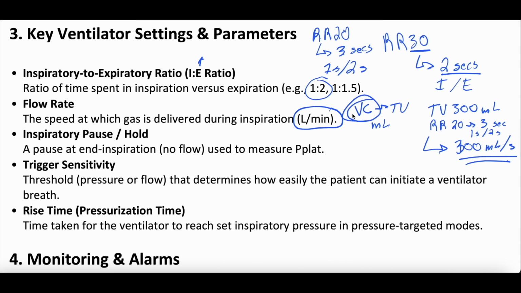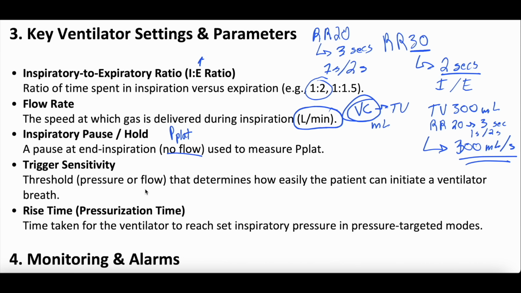So in volume control, flow rate can be something really important to think about if you're seeing flow starvation. We actually have talked about that in episode 2 on dyssynchrony. Again, check out that playlist. Inspiratory pause or inspiratory hold. This is how you get the plateau pressure. It's a button on the ventilator. It essentially gives a breath and then pauses, so there's no flow. We talked about that already.